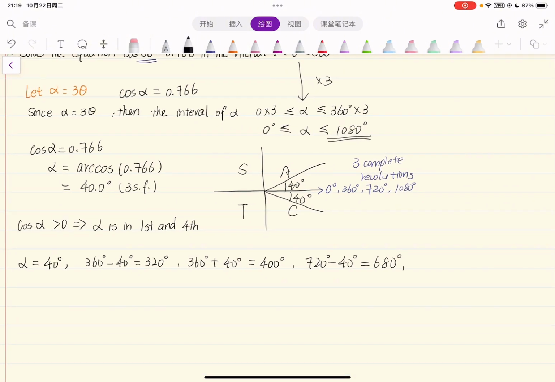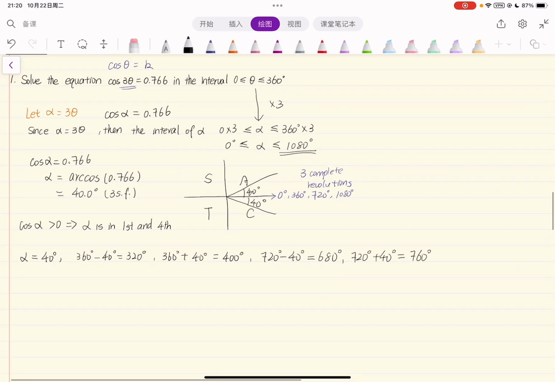And then we can also have 720 degrees plus 40 degrees. Its angle looks like that. So we've done 2 revolutions and then add 40 degrees. We get 760 degrees.